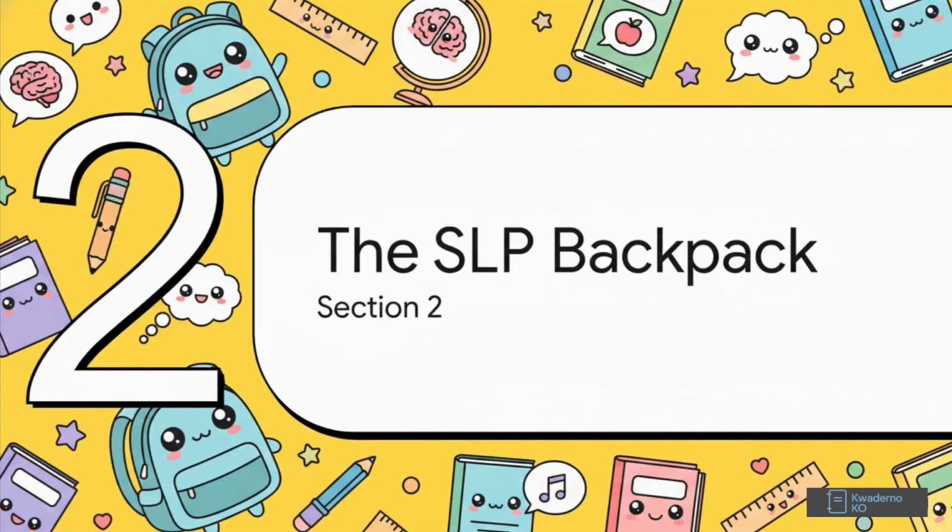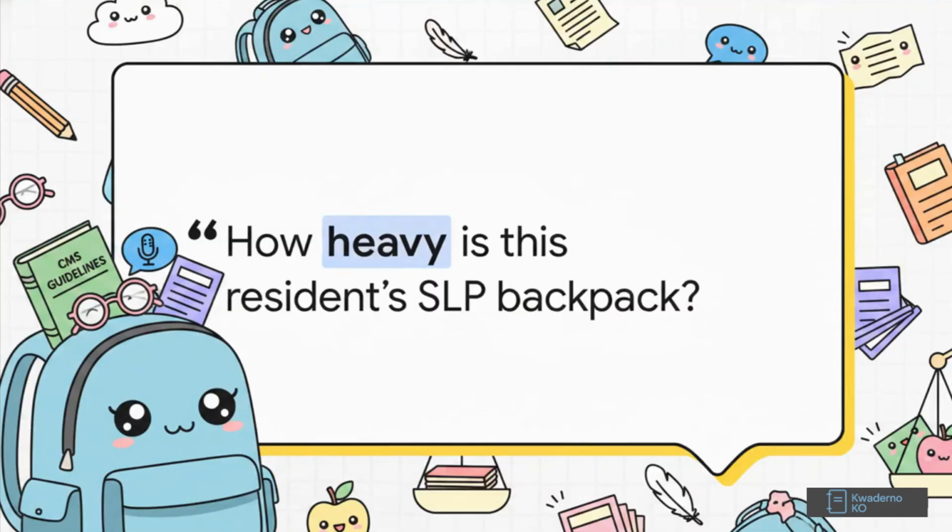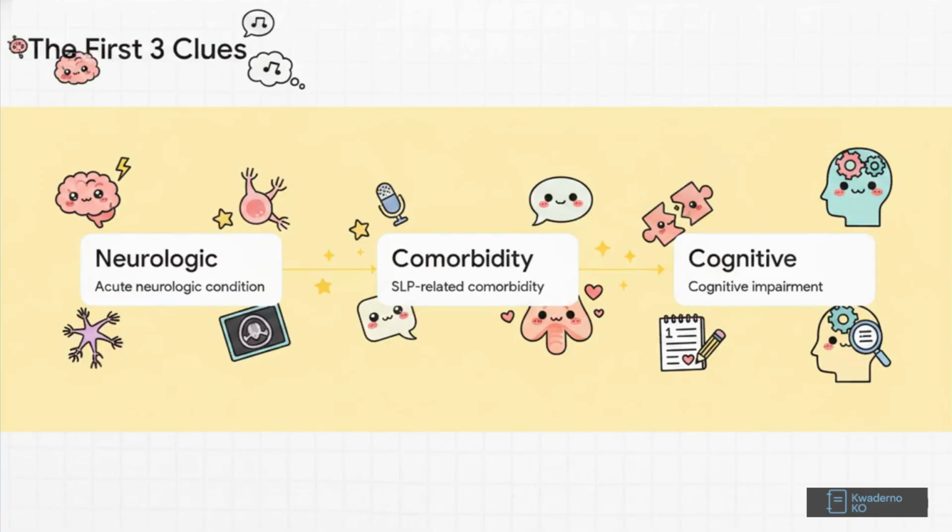Moving right along to Section 2, Unpacking the SLP Backpack. So let's see how this builds. We're going to use a brilliantly simple analogy to anchor this explainer. Think of the SLP score kind of like sorting a backpack before school. You have to ask yourself, how heavy is this resident's SLP backpack? By taking all that heavy CMS jargon and turning it into physical, relatable items that we literally have to pack into this bag, we can easily visualize what goes into accurate classification. Some backpacks are going to be very light, and some are very heavy. So what exactly are we packing?